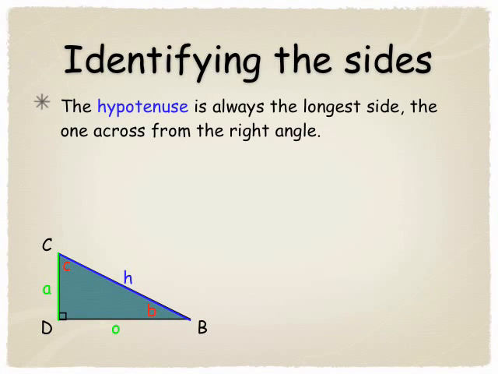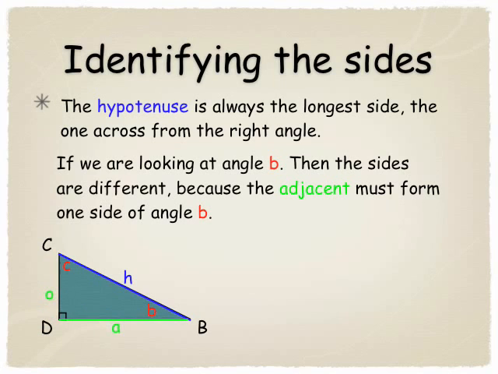Once again, the hypotenuse is always the longest side across from the right angle. If we're looking at angle B, now the names of the sides switch. The adjacent, A, is now line DB, forming a side of angle B.